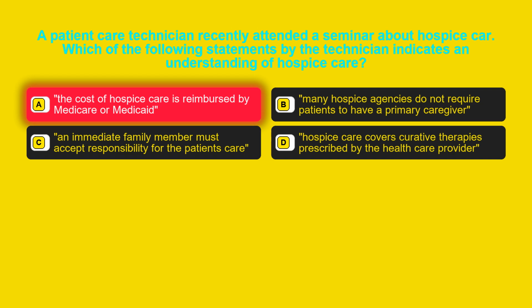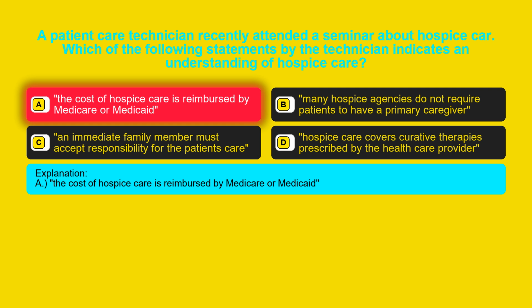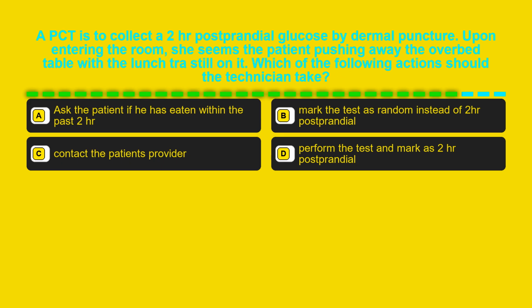The correct answer is option A, the cost of hospice care is reimbursed by Medicare or Medicaid. Question 64. A PCT is to collect a 2 hours postprandial glucose by dermal puncture. Upon entering the room, she sees the patient pushing away the overbed table with the lunch tray still on it. Which of the following actions should the technician take?